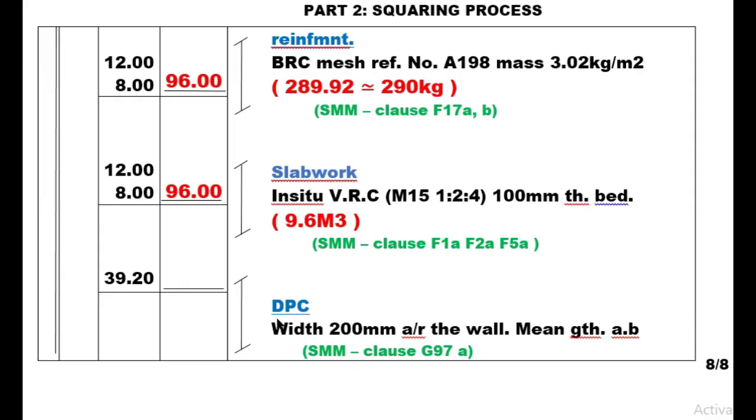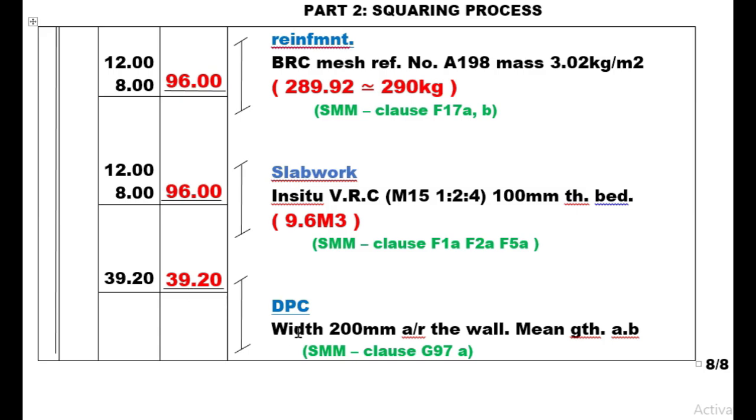And finally, our last item to be squared is the DPC, and the explanation will be 200 millimeters across the wall, meaning the DPC must have a width of 200 millimeters, the same as the wall, and the mean girth as before, meaning it will again take the mean girth of the wall. Because you have a mean girth of the wall, it has to be 39.20, and it is a linear measurement. When we are squaring in this column, we simply carry the same figures up to this column, and we have 39.20. So this is the same length that the DPC is going to take.